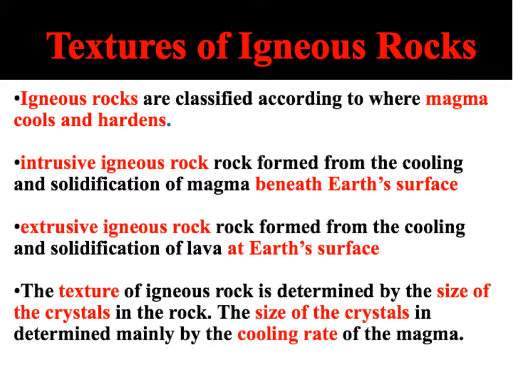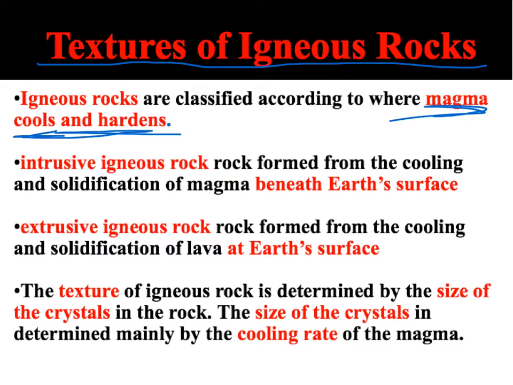And all of this, the melting and the crystallizing, specifically the crystallizing, leads to textures of the rocks, or what the rocks seem to look like. And it's mostly based on where the magma cools and hardens. The first thing we can do is identify an igneous rock as cooling inside Earth's surface, beneath Earth's surface, called intrusive. And intrusive would be, we're going to say, inside Earth.